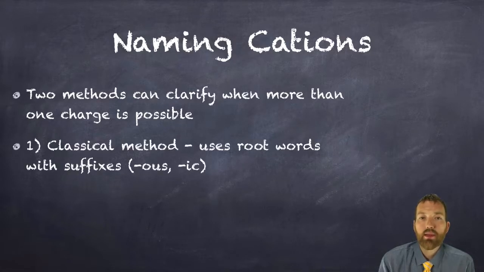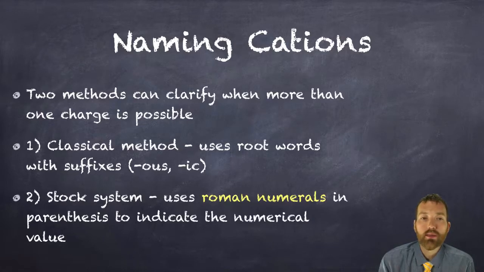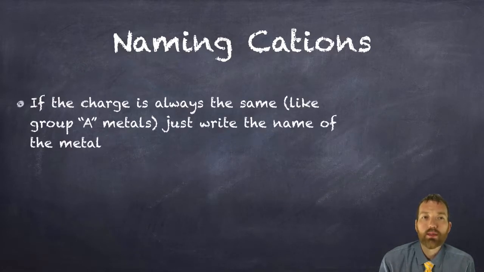So there's 2 methods to clarify when there's more than one charge that's possible. There's the classical method that uses root words with suffixes. The root words you'd have to memorize, and the suffixes you have to memorize what they mean, and it's pretty complicated. Most people don't use that method anymore. The New York State Regents uses what's called the stock system. It uses the Roman numerals you just saw in parentheses that indicate the numerical value of its charge. So we'll be using that system.